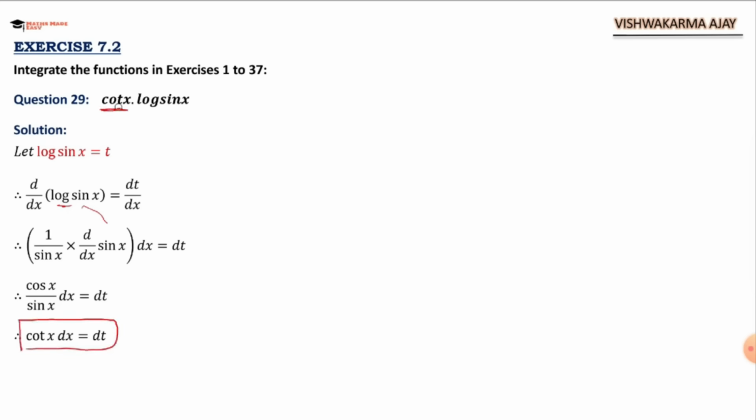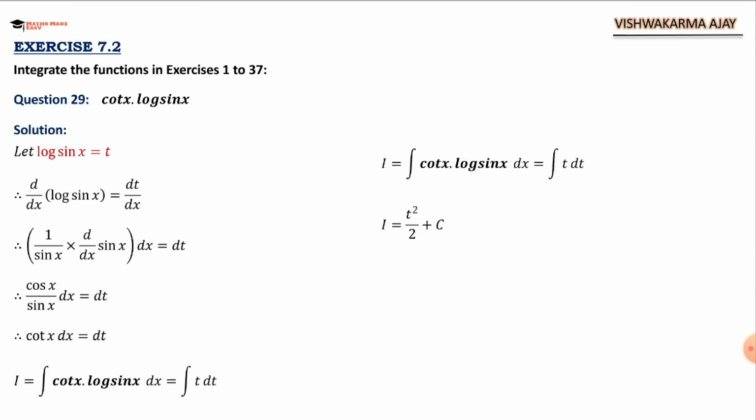That means this cot x and dx over here is going to form dt, and this log of sin x is already t as per our substitution. So we have integral of t dt, and integral of t is equal to t square upon 2. So t square upon 2 plus c. I will be resubstituting the value of t, that is log of sin x. So final result is log sin x to the power 2 upon 2 plus c. Let's move to the next one.